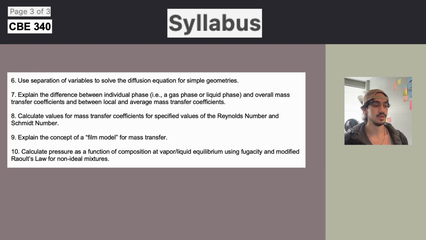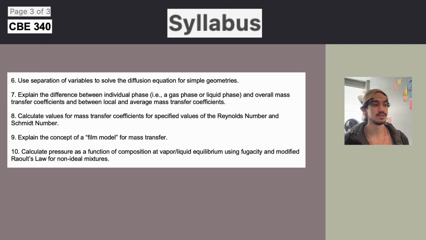7. Explain the difference between individual phase, gas phase or liquid phase, and overall mass transfer coefficients, and between local and average mass transfer coefficients. 8. Calculate values for mass transfer coefficients for specified values of the Reynolds number and Schmidt number. 9. Explain the concept of a film model for mass transfer.